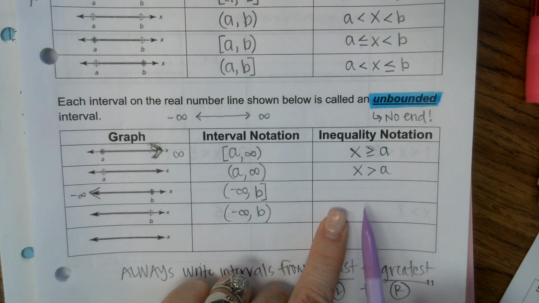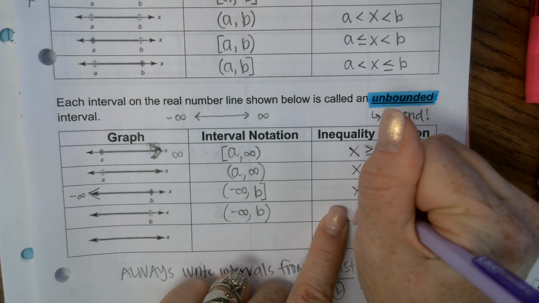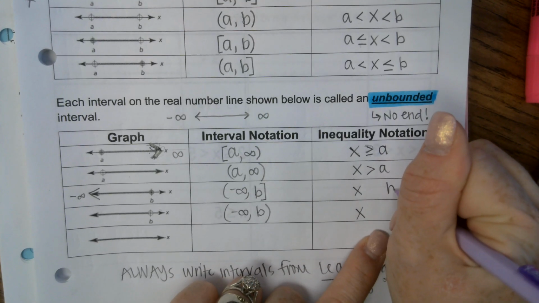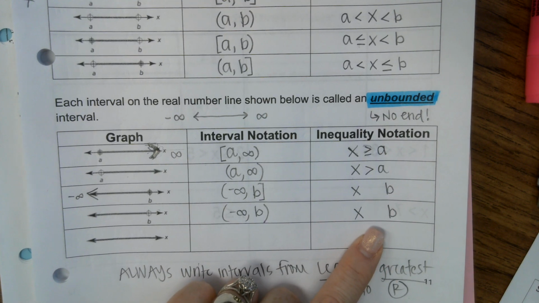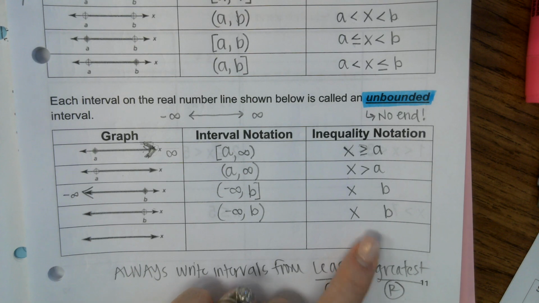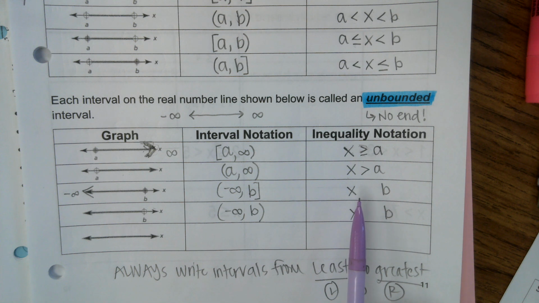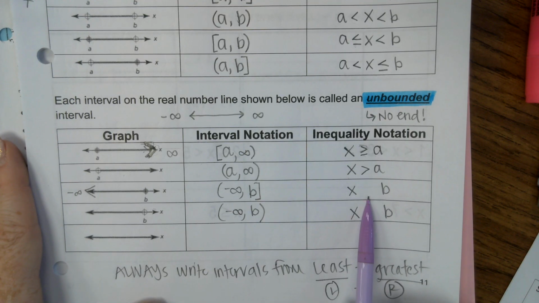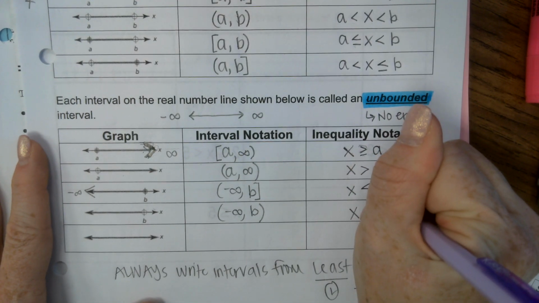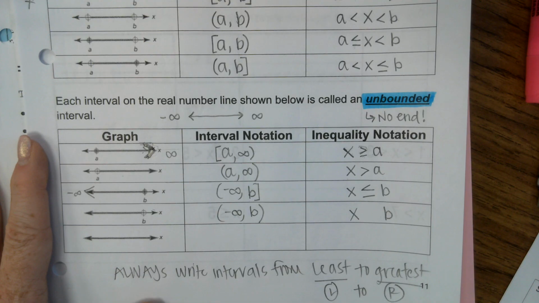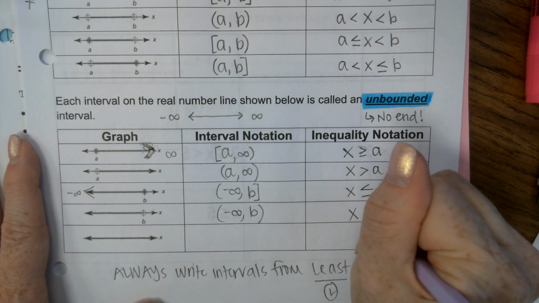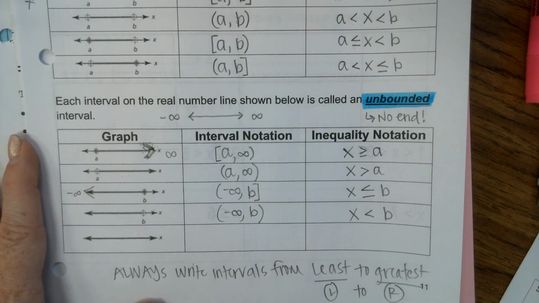Now, right here, we still want to say my x value first, and then we'll put whatever that value is right here. What will I say right here? How do my x values, or what x values am I including in relation to my b value? The ones that are less than or equal to b. Perfect. Here, just x is less than b. Okay?